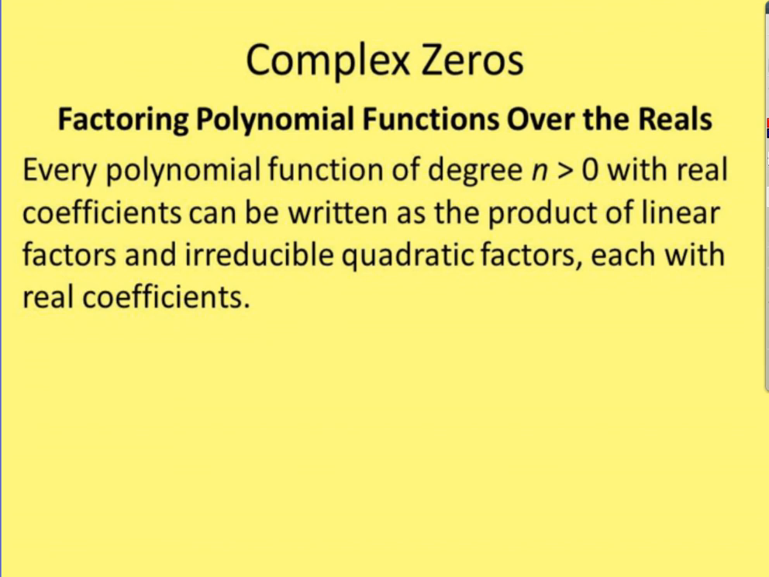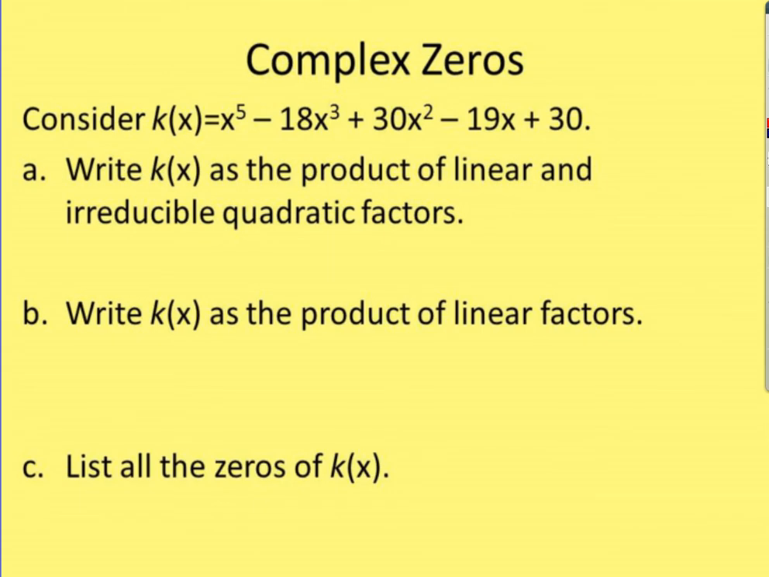Factoring polynomial functions over the reals. Every polynomial function of degree n, where n is greater than 0, with real coefficients can be written as the product of linear factors and irreducible quadratic factors, each with real coefficients. So if we take a look at this polynomial function, we first want to write it as the product of linear and irreducible quadratic factors. So we want to find all of the real zeros, break those down into linear factors, and then leave the rest of it as an irreducible quadratic factor.